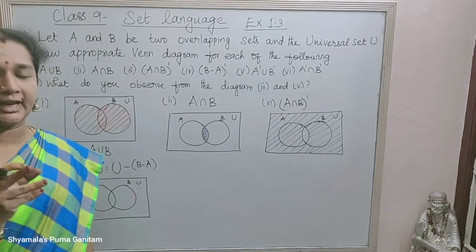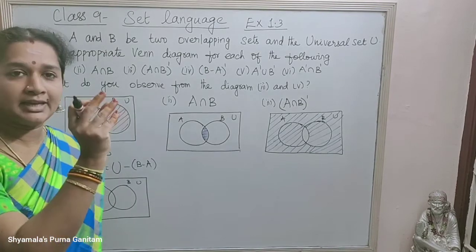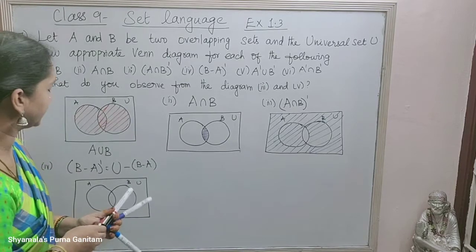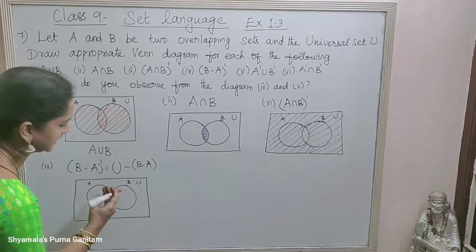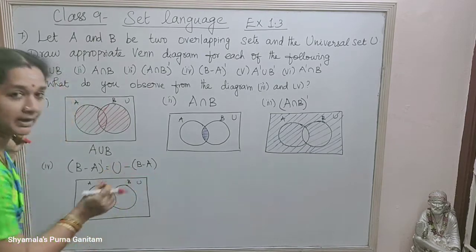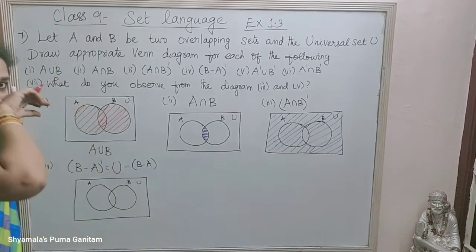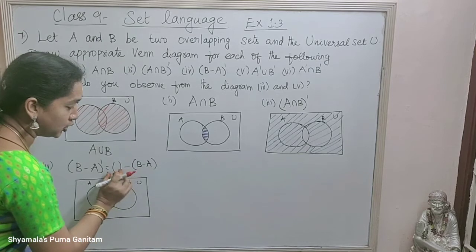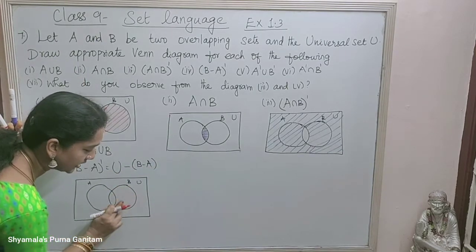Common elements we will take from B and A. Only the remaining elements from B, that is only B minus A. So B minus A is this part. Only this B element is B minus A. So here, universal set minus B minus A. So B minus A is only this part.